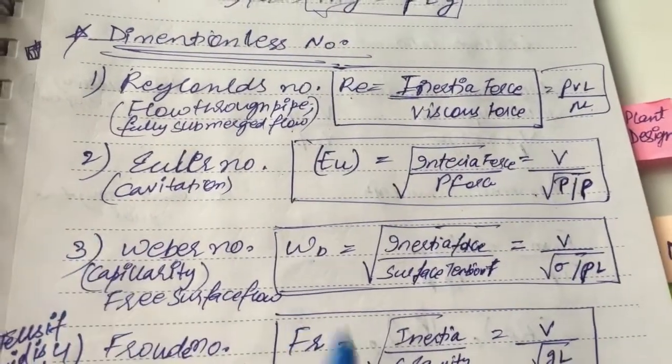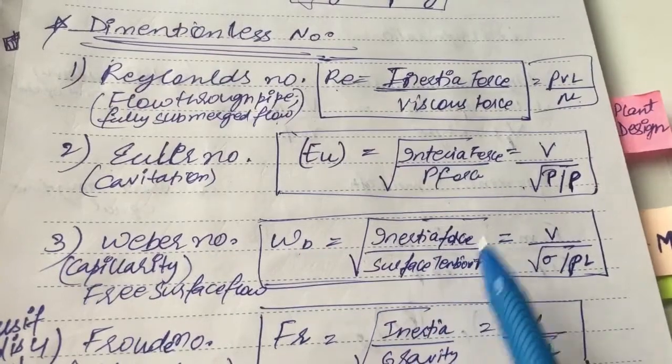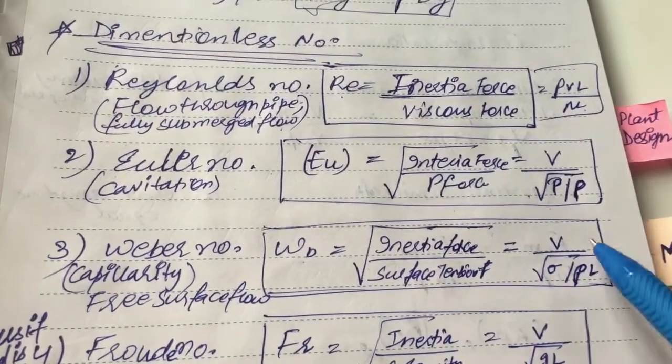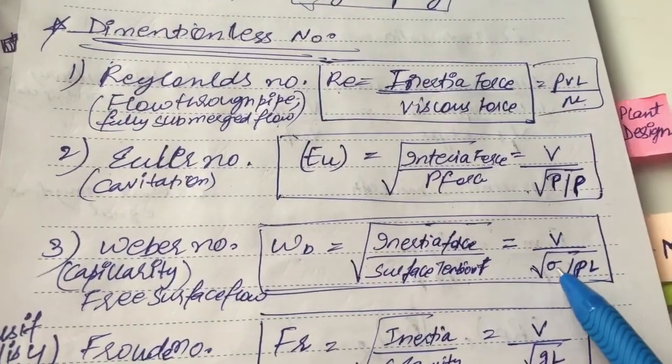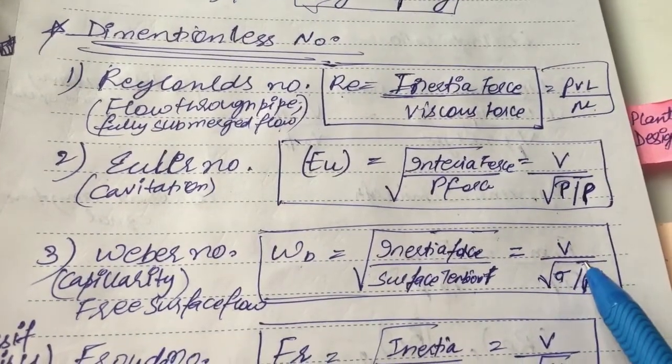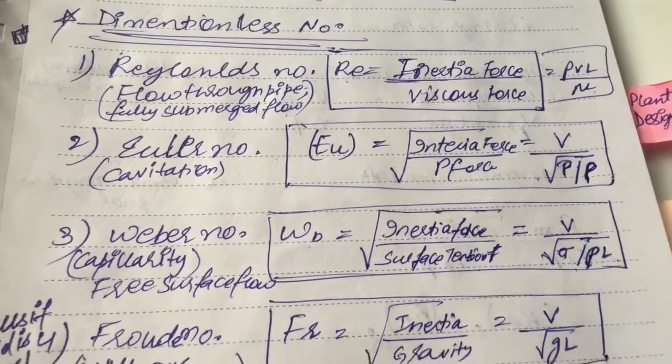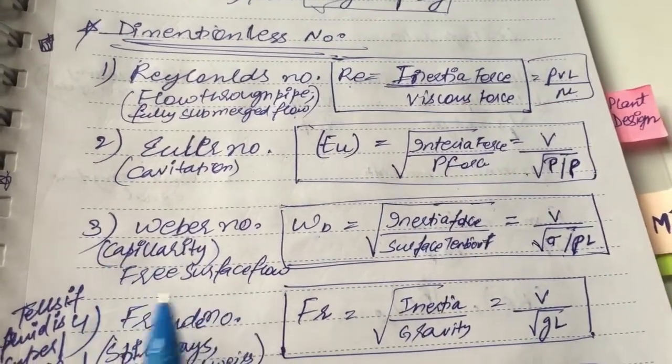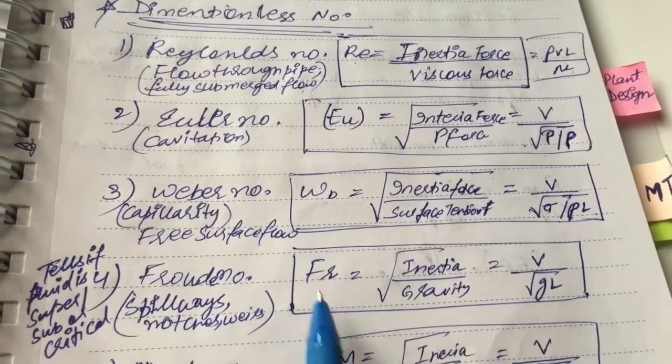Then we have Weber number. Weber number is root of inertia by surface tension, which is V by under root of sigma, which is surface tension, by rho into L. It is for capillarity and free surface flow.